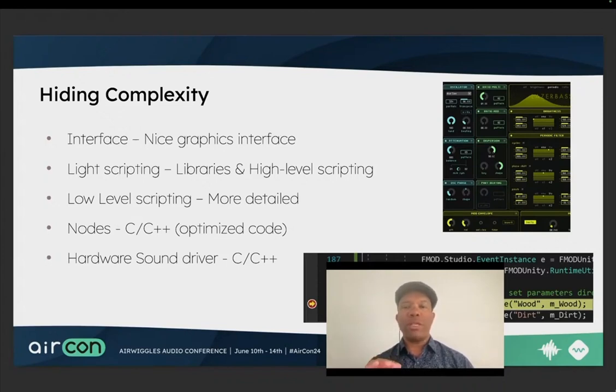Then you can get more detailed with low-level scripting. That's where you're using atomic, the more basic objects like the DAC and stuff like that. And then what you can also do, if you're a programmer, is program C or C++ code, optimize it, and make your own nodes. And within Unreal, this isn't too difficult. Then below that, there's also the hardware sound driver. That's written in C and C++. Okay, sometimes in assembly, I guess.